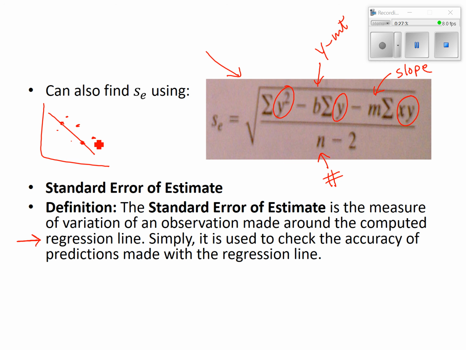Maybe a little easier way to put it, it's used to check the accuracy of the predictions that you make using your regression line. So if we want to figure out, where x is 3, what's our y going to come out to be? This standard error of estimate tells us how accurate that prediction is going to be.